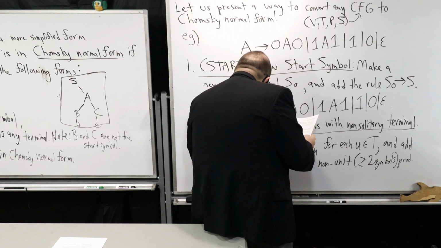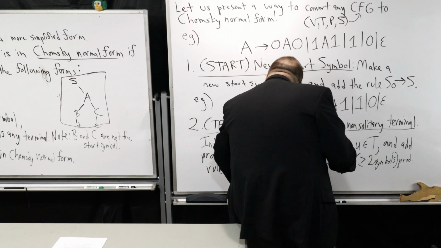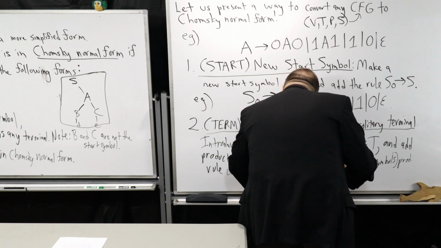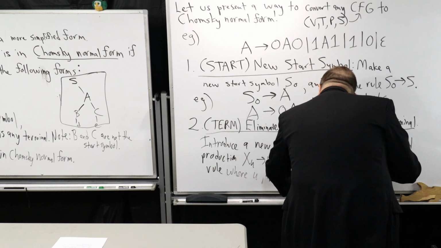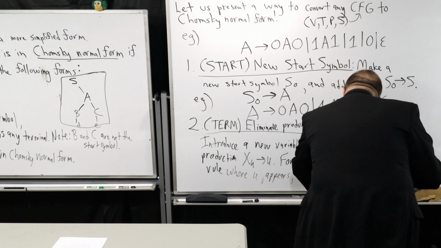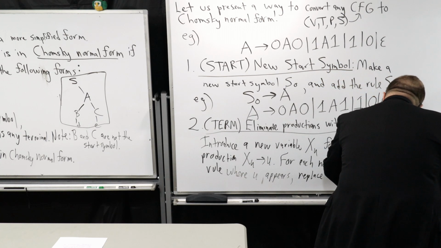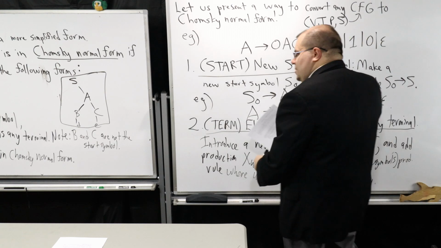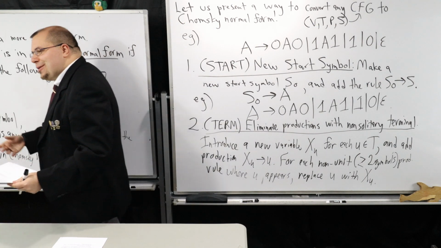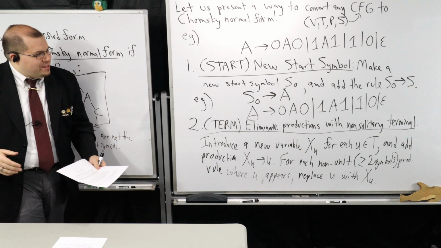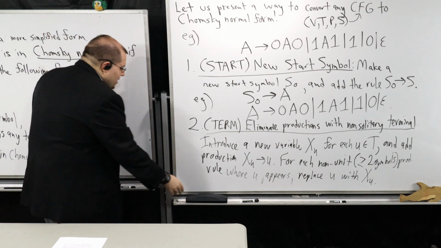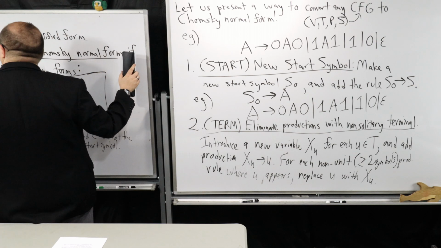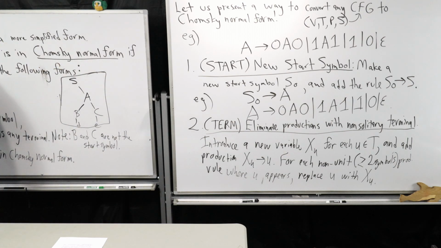where U appears, replace U with XU. That makes sense, right? You just replace everywhere you see one of those terminals in one of these non-unit productions with the new variables we introduced. That will make sure there are no terminals hanging around as buddies with the variables.